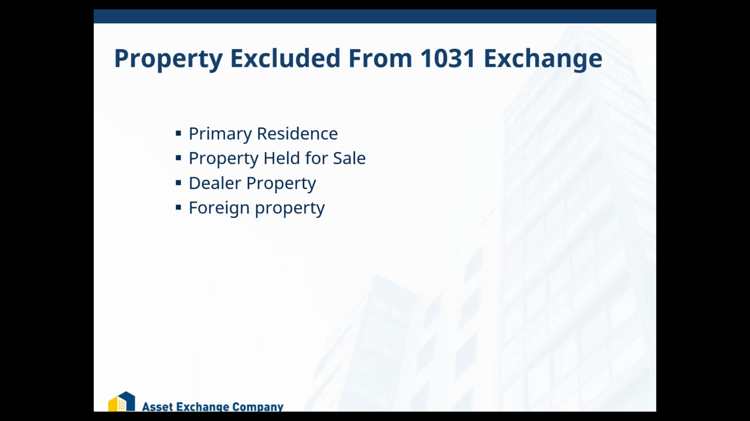Now, what type of property is excluded from a 1031 exchange? Well, your primary residence, right? We've already talked about that. What do you do for your primary? Well, you might qualify for the Section 121, right? But a primary residence is excluded from 1031. A property held for sale is also excluded from a 1031 exchange.